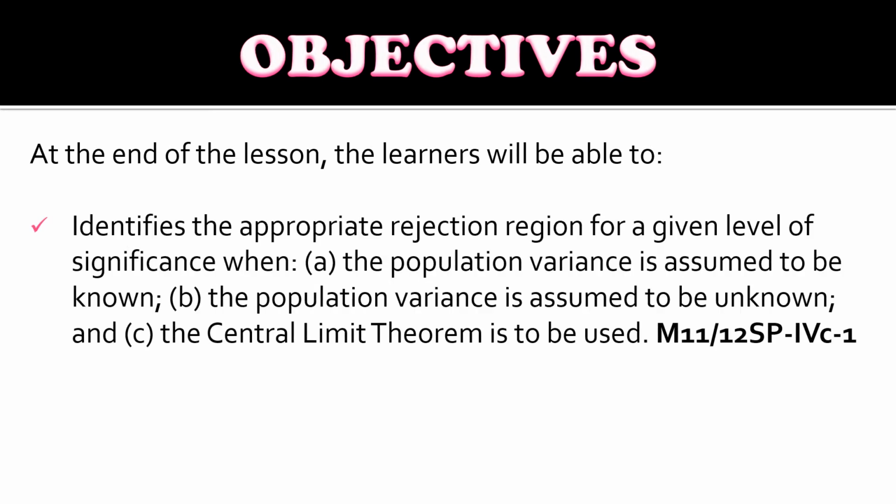For today's objectives, at the end of the lesson, the learners will be able to identify the appropriate rejection region for a given level of significance when the population variance is assumed to be known. Then, when the population variance is assumed to be unknown, the central limit theorem is to be used.